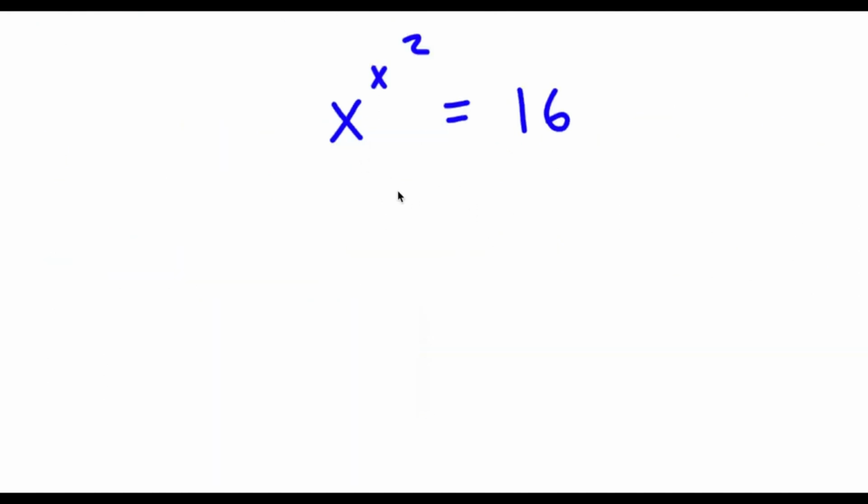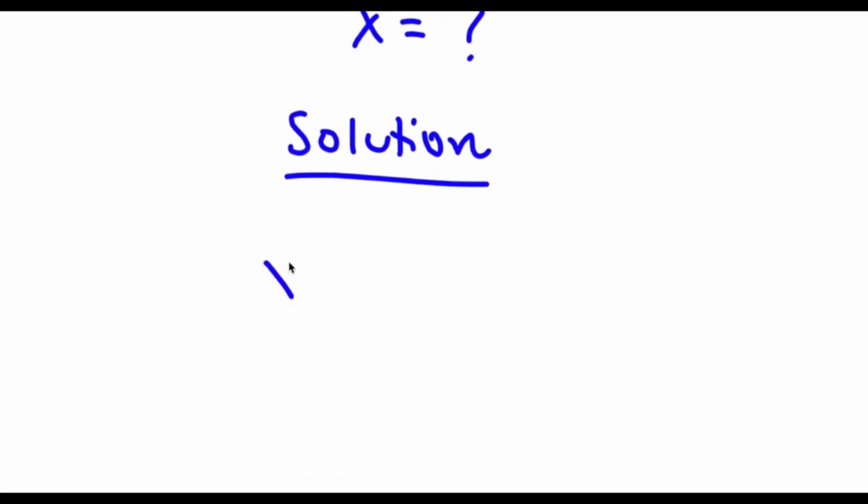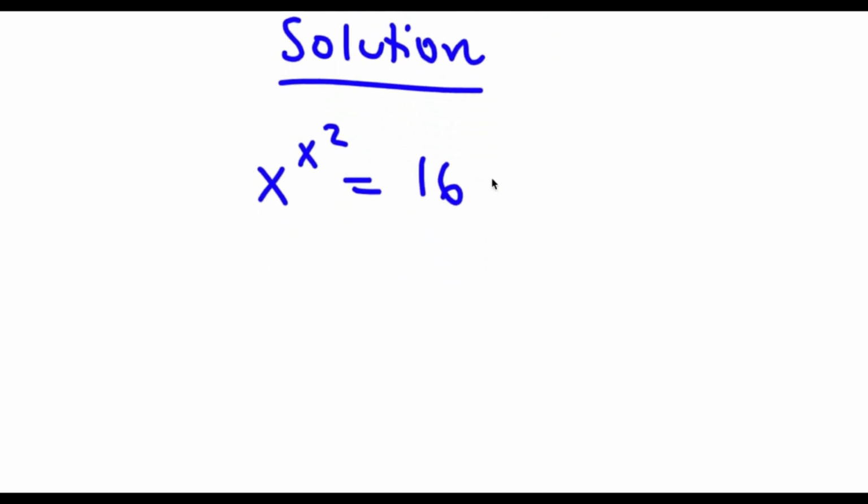All right, so I have x to the power of x to the power of 2 is equal to 16. I want to find the value of x here. For my solution, first start with x to the power of x to the power of 2 is equal to 16. Now I'm going to take the power of 2 on both sides.